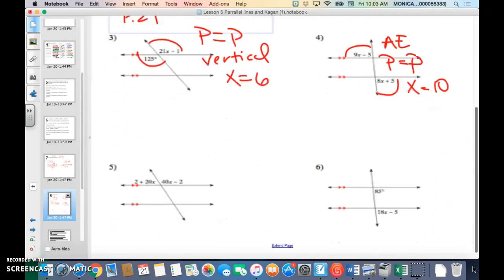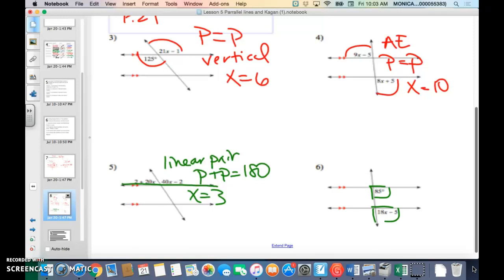For number 5, this is a linear pair. Okay, so that's a line pair. And that's part plus part equals 180. And you would get x equals 3. And here, this is what corresponding looks like. You can kind of see this angle. If you slid it down, you'd end up right here. So these are congruent, part equals part, and this is what corresponding looks like. All right, and when you work it out, you should get x equals 5.